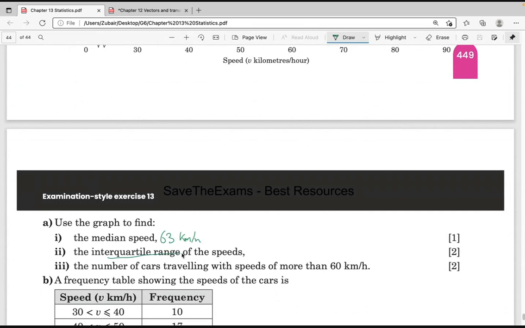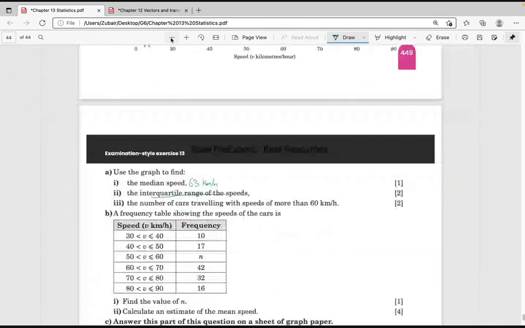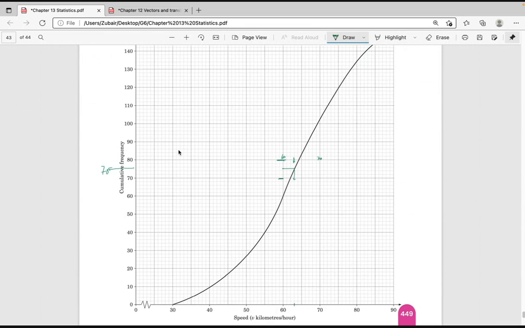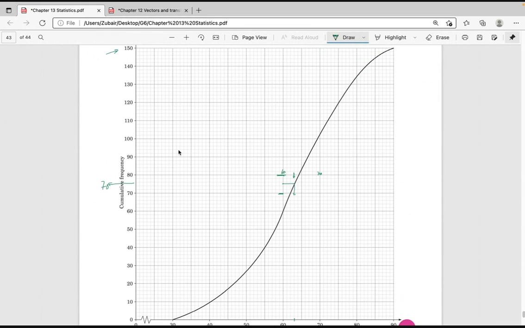Second part says the interquartile range. Let's solve it right there. For my interquartile range, let me know the values on the y-axis. Q3 is 150. So it's 100. No worries. Use your calculator and state the formula. 150 Q3 and 150 minus 15.